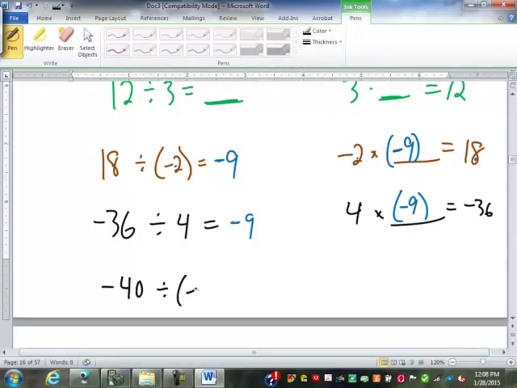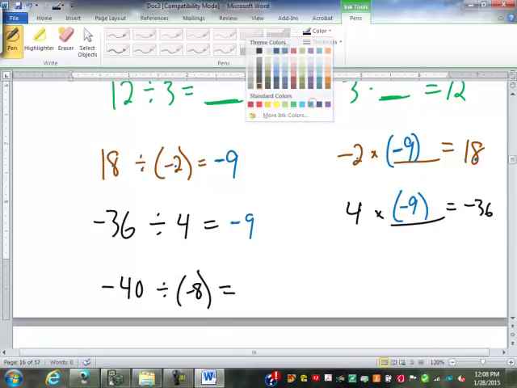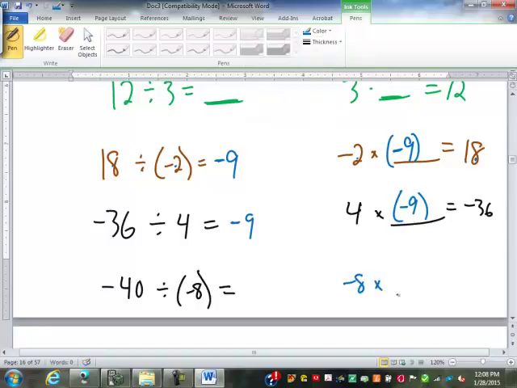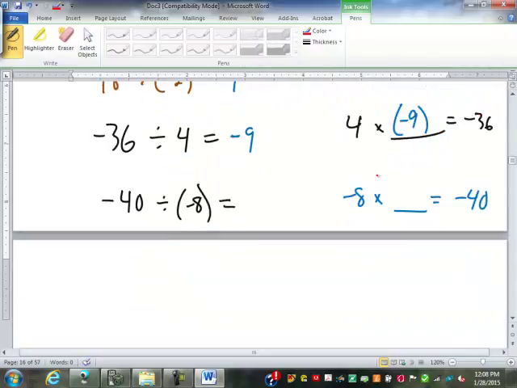Negative 40 divided by negative 8. Well, again, negative 8 times blank equals negative 40. What do you multiply negative 8 by to get negative 40? Well, it's going to be a positive, because negative times a positive is negative. Maybe 5. So just like multiplication, a negative divided by a negative gives us a positive.